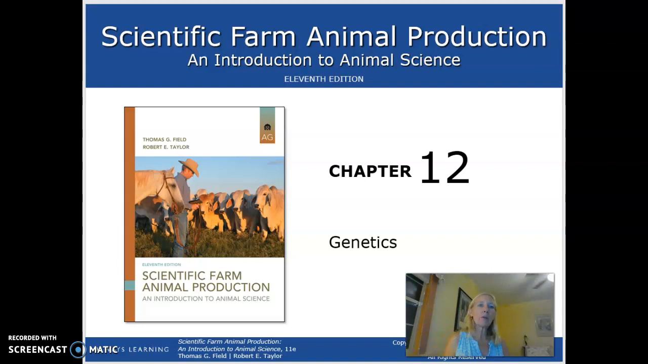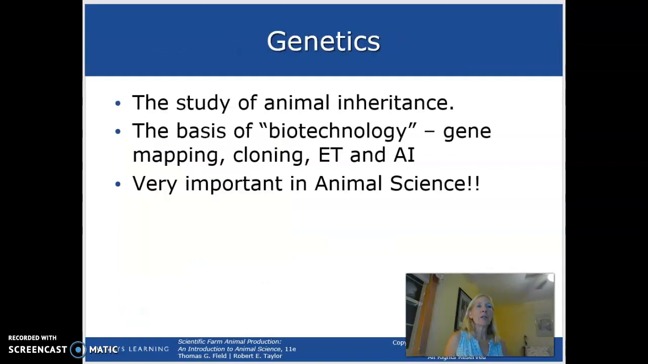We had a little intro to it when we talked about some of the reproduction information in the previous chapter. So genetics is the study of animal inheritance, and genetics is the basis of all biotechnology, whether it's mapping an animal's genome or cloning, embryo transfer, artificial insemination. All of those tie heavily into the study of genetics.